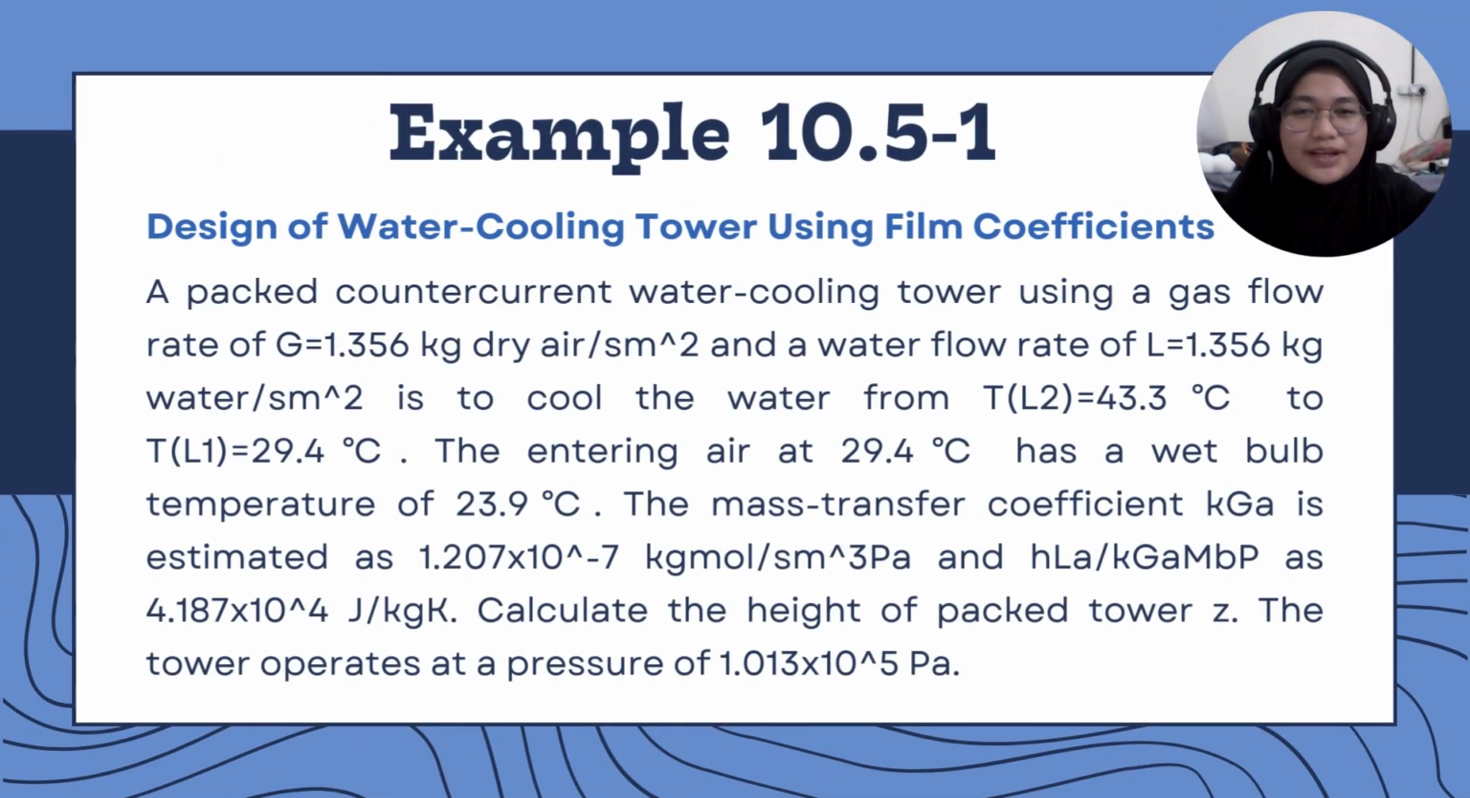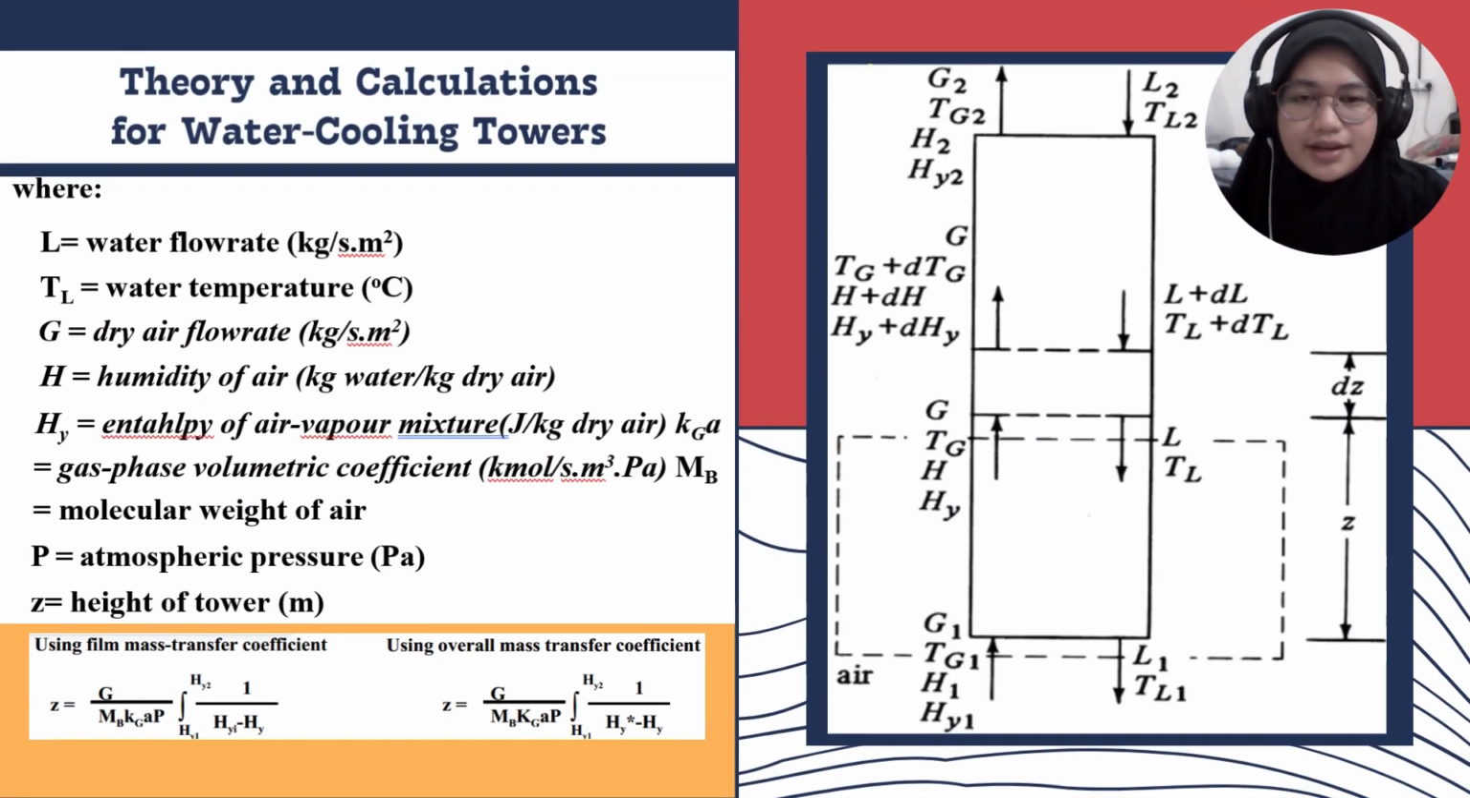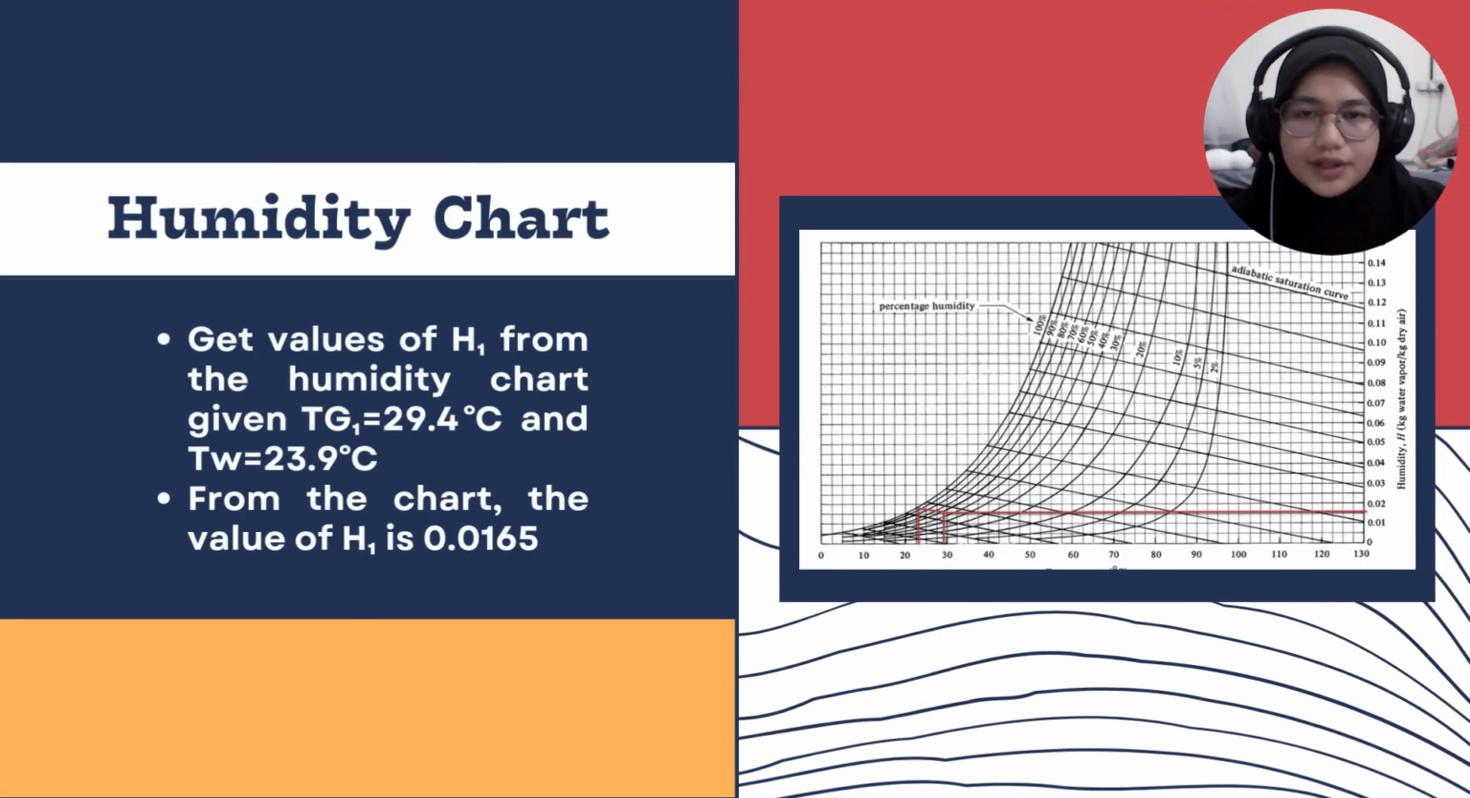Next, I will explain example 10.5-1, design of water cooling tower using film coefficient. From this question, we need to calculate the height of the packed tower. All of these are the information and the diagram of the water cooling tower, and below is the formula that we are going to use. First of all, we need to get H1 from the humidity chart.